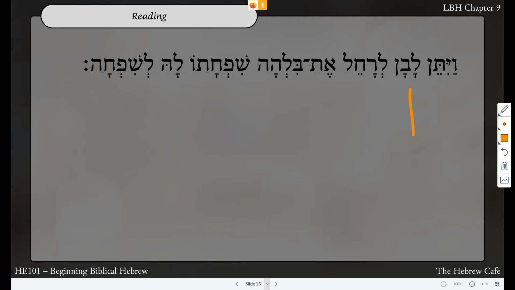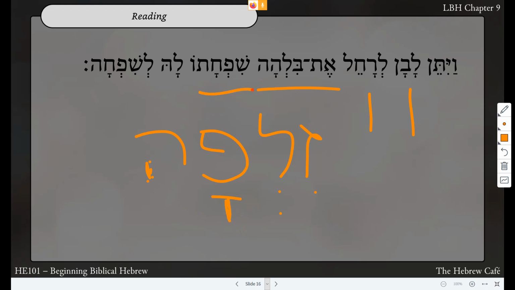Next one. Vayiten Lavan leRachel et Bilha. Bilha is the second one. Zilpa and Bilha. These are the two handmaidens. Shifchato, again, his handmaiden, la, to her, that is to Rachel, le shifcha, as a handmaiden.